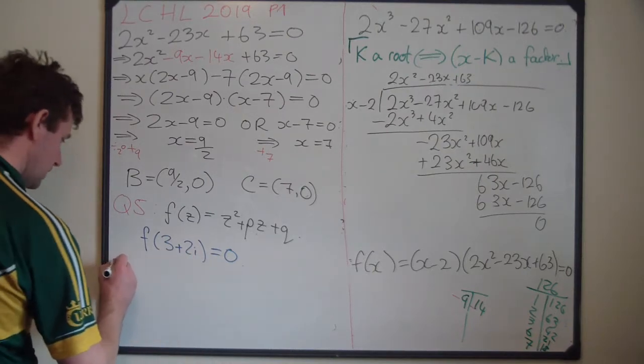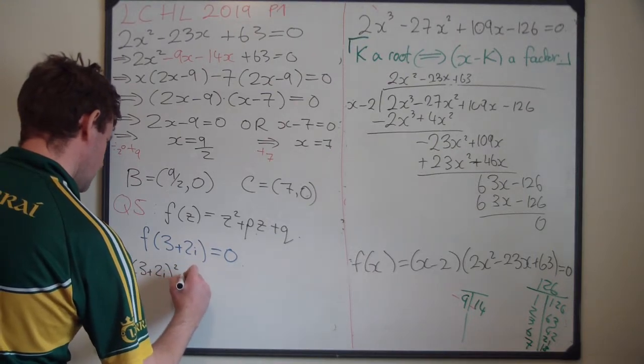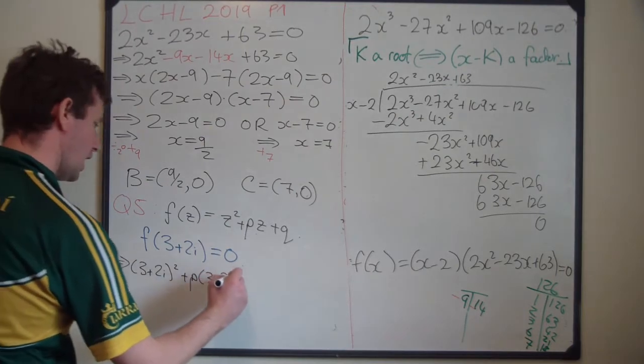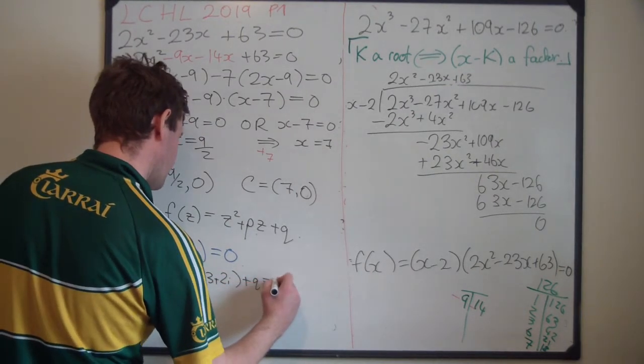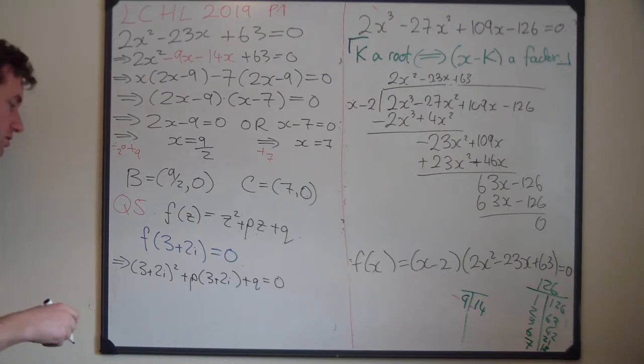So we get (3 plus 2i) squared plus p times (3 plus 2i) plus q is equal to 0. And what we're going to get on the left hand side here is a complex number equals 0. So the real part will have to be 0, the imaginary part will have to be 0, and furthermore p and q, so you get two equations in p and q, two equations, two unknowns you can solve.